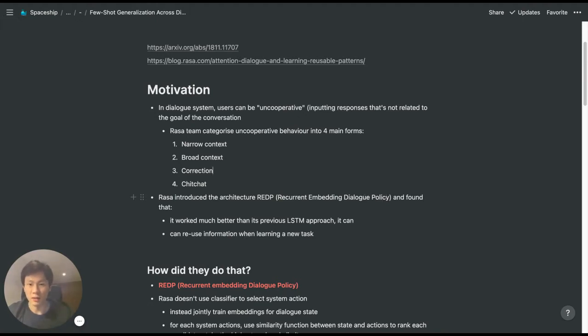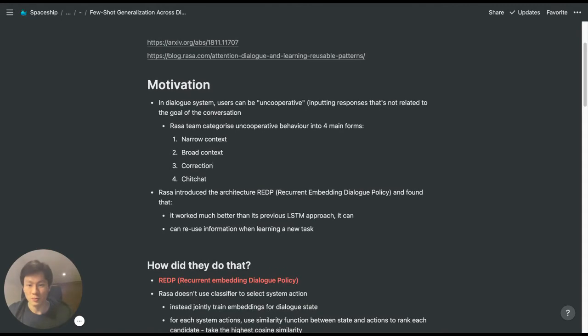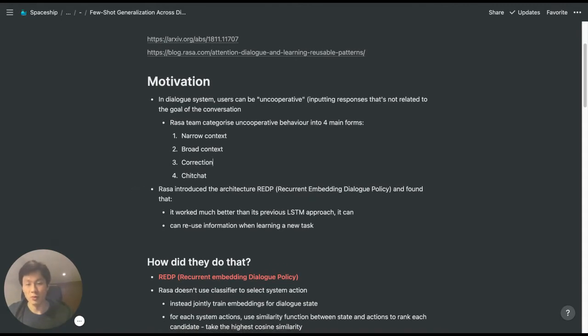So to tackle this, Rasa introduced this architecture called the Recurrent Embedding Dialogue Policy, and they found that it works a lot better than the baseline LSTM model. And the tasks learned can be used on other domains as well. So for example, back to the restaurant chatbot example, it may be able to be used on book recommendations as well.